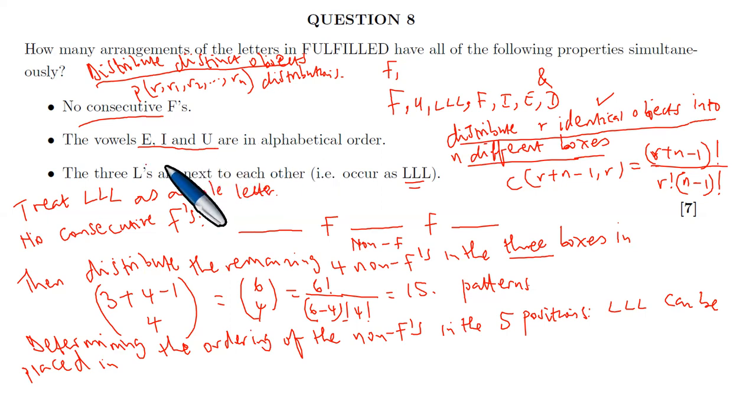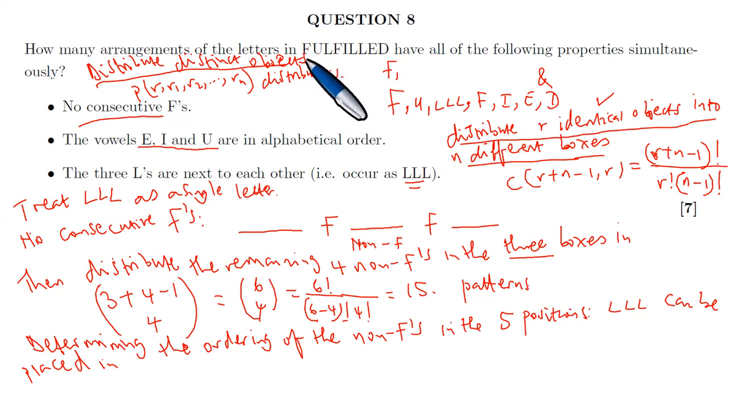Because these vowels are in alphabetical order once again, E, I, and U will be organized in alphabetical order, giving a pattern and a string. So those ones you can regard as a symbol. Right, so if you do, that gives us the distribution. Then we distribute the remaining four non-Fs in the three boxes, right, in the three boxes.